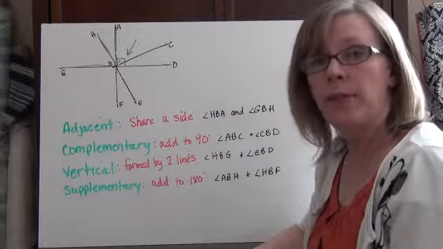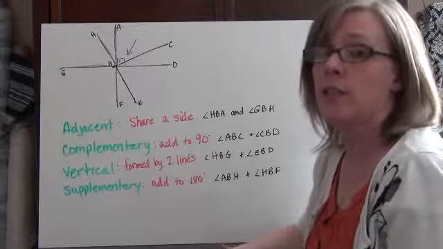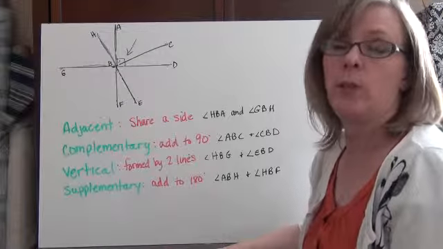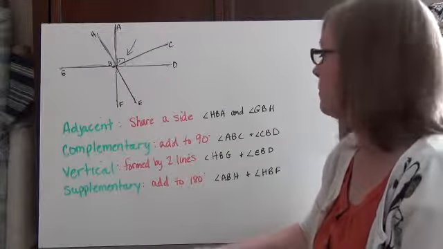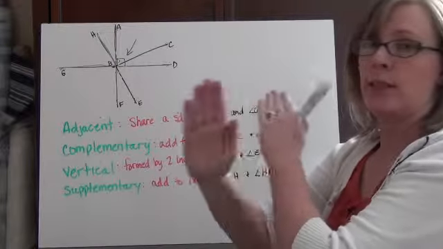Okay? They don't have to be next to one another. They don't have to be adjacent. In this case, the ones that I chose are adjacent. But as long as two angles add up to 90 degrees, they are complementary, whether they're next to one another or whether they're not.